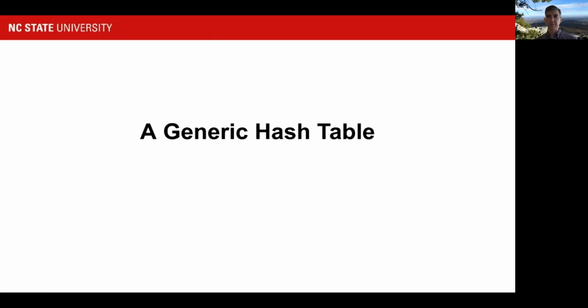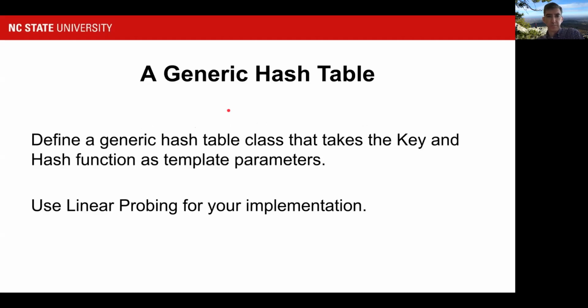Okay, now we're ready to implement a generic hash table that can handle just about any type of item that we would like to store in it, and do so in kind of a generic fashion. And we're going to use templates to support this. So we're going to define a generic hash table class that takes the key and the hash function as template parameters. And the key will just be the type of object we want to hash. The hash function will be a functor object that we use to specialize our template. And we're going to use linear probing for this implementation.